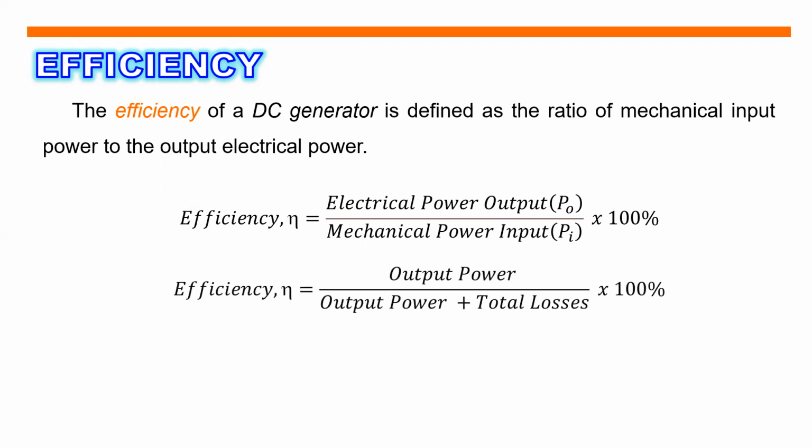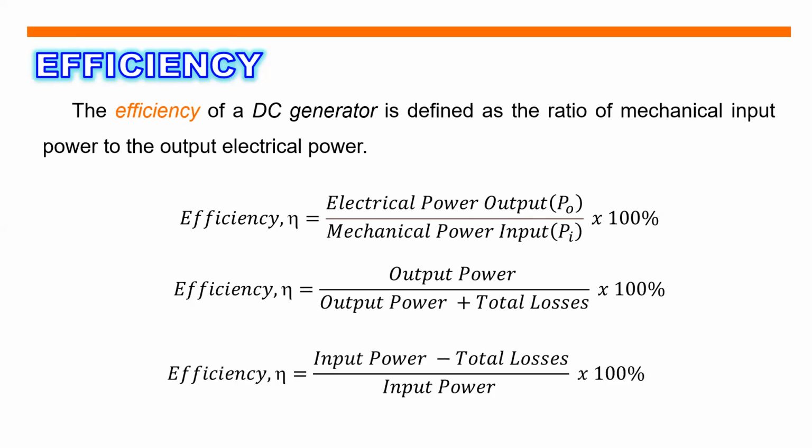Another equation for the efficiency is equals to output power divided by the output power plus total losses multiplied by 100%. So another equation for the efficiency is equals to input power minus total losses divided by the input power multiplied by 100%.